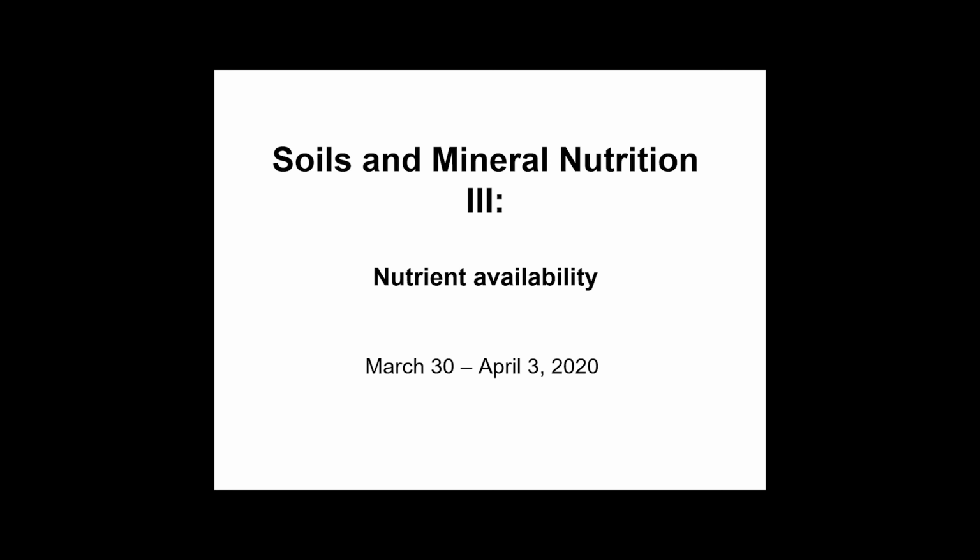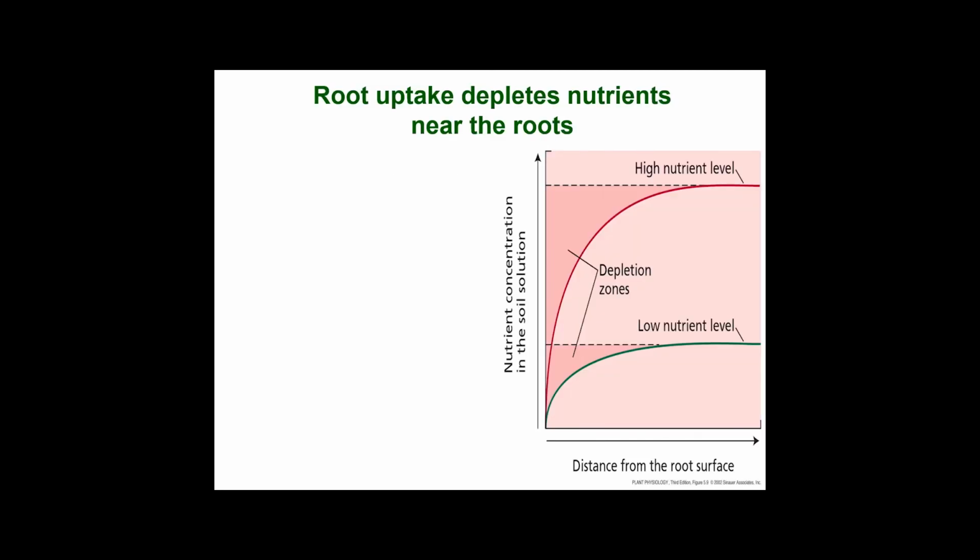Hi everyone, this is the third part in our series of lectures on soils and mineral nutrition of plants. We're going to focus this time on nutrient availability, where plants are getting their nutrients, what kinds of factors might control the nutrients that plants have access to. One of the factors on the list was root uptake.